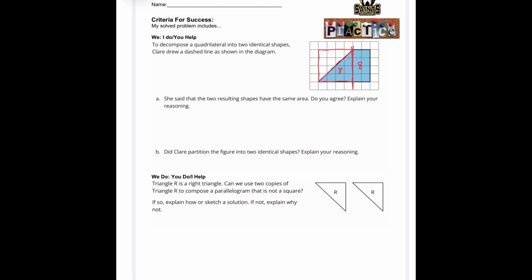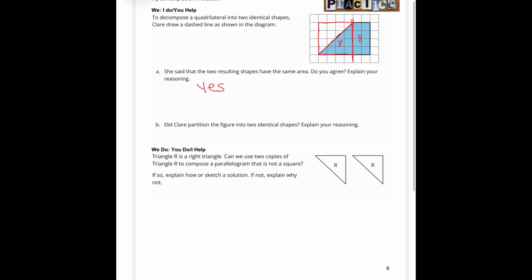Okay, so do the shapes have the same area? Yes, they have the same area because the rectangle is 2 by 4, and the triangle is half of 4 by 4. So it's also an area of 8. So we're kind of dancing around a formula for area of a triangle, even though we're not quite there. And then, did Claire partition the figure into two identical shapes? Explain your reasoning. No, they have the same area, but they aren't identical shapes. One is a rectangle and the other is a triangle.